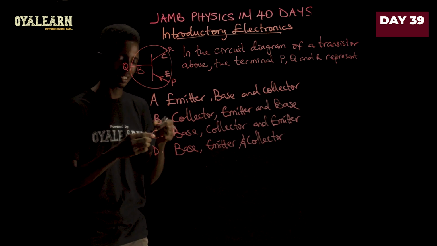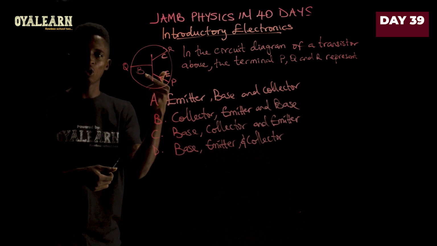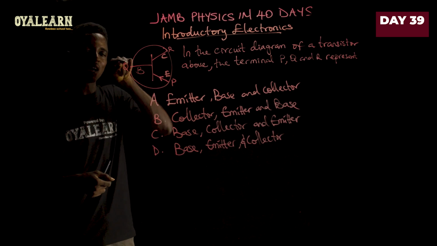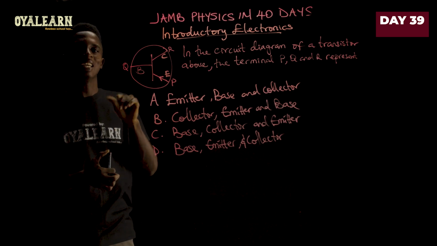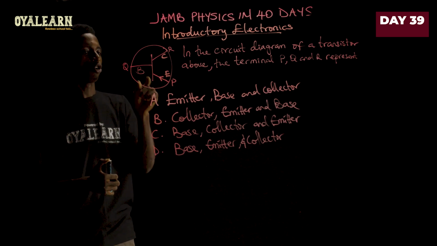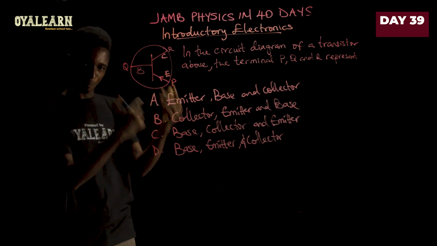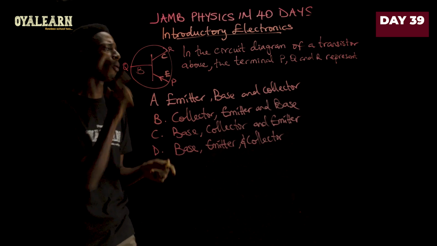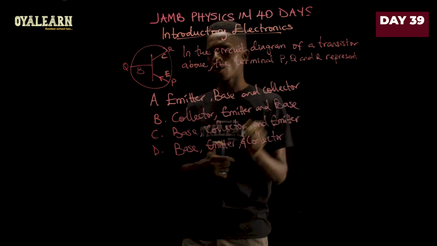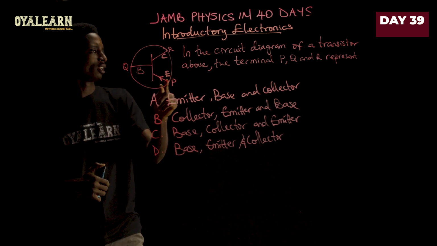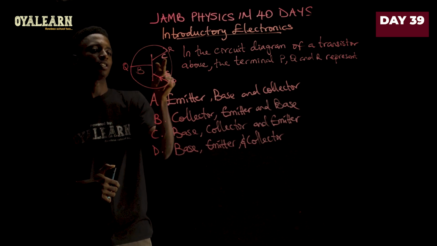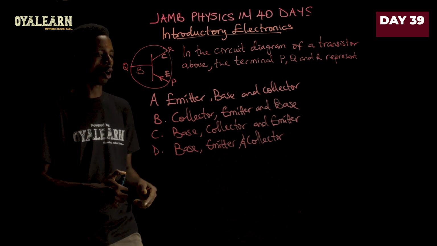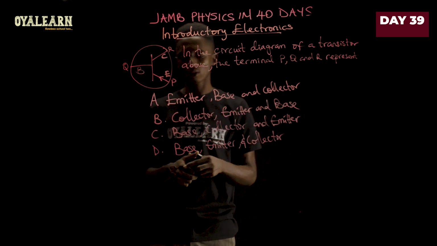Now, bonus point. When the arrow is pointing inward, you have a PNP transistor. And when the arrow is pointing outward, then it is an NPN transistor. So that means this one is what? A PNP. The arrow is pointing inward. So don't forget base, collector, emitter. But we have to arrange it in terms of P, Q, and R. So P is what? Emitter. Q is base. And then R is collector. So emitter, base, and collector. So let's look for the option for that. Emitter, base, and collector. That's option A.